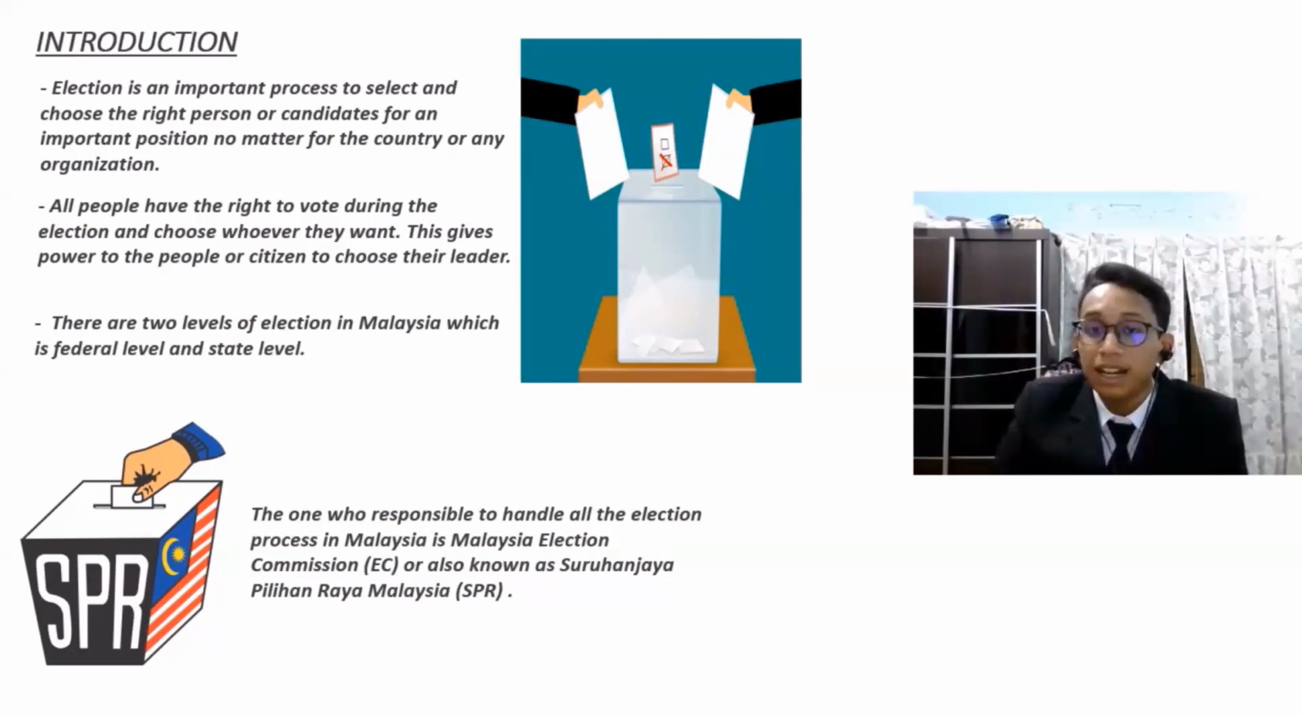The important elements of election are electoral division, voters, candidates, and election process. In Malaysia, there are 2 levels of election, which is federal level, which is the main election, and state level. Malaysia Election Commission, or also known as Suruhanjaya Pilihan Raya Malaysia, is the one who is responsible to handle all the election process in Malaysia. Malaysia Election Commission was founded on September 4, 1957 in accordance with Article 114 of the Federal Constitution. The function of Malaysian Election Commission is to study and redelineate parliamentary and state electoral boundaries not less than every 8 years after the date of previous study.